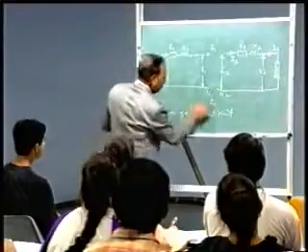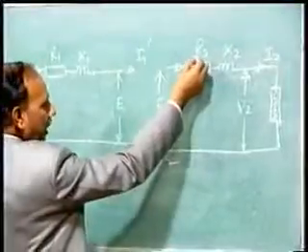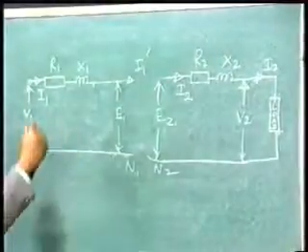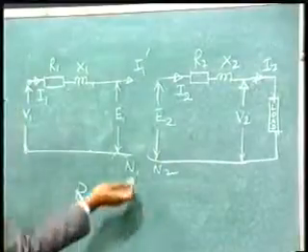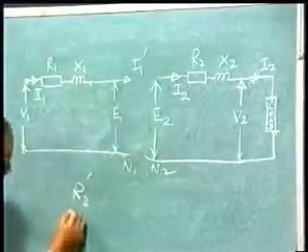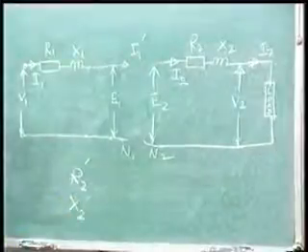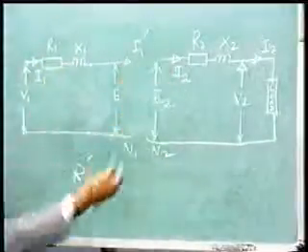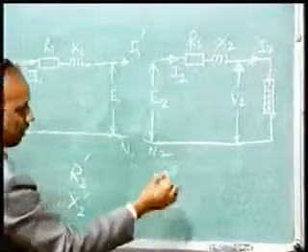Now for a convention, if I transfer this quantity, say R2, X2, etc., to the primary side, we will call them R2 dash. R2 transferred to primary side we will call R2 dash. X2 transferred to primary side we will call X2 dash. Similarly, if these quantities are transferred to the secondary side, R1 transferred to secondary side will be represented by double dash.